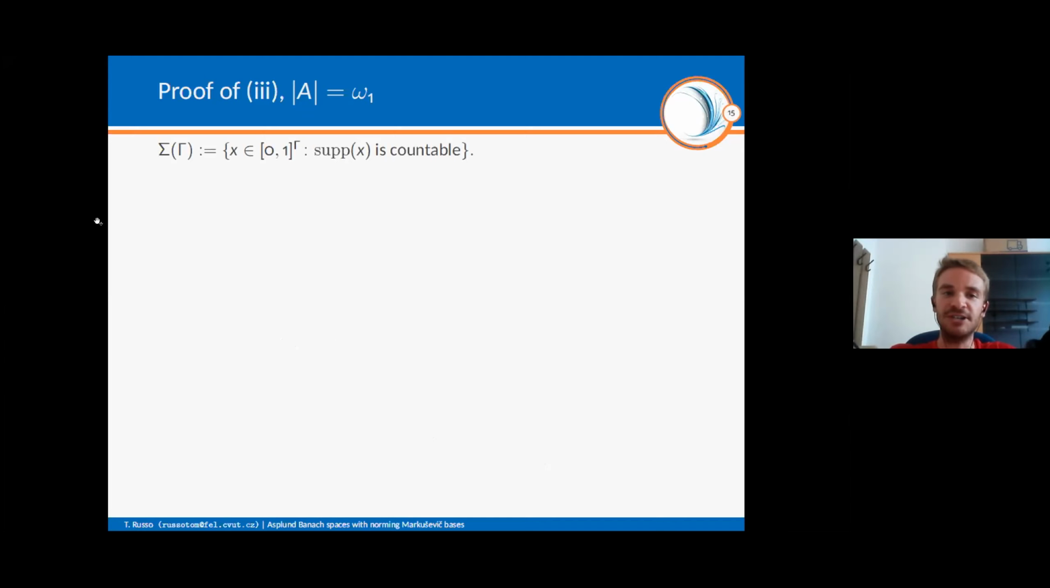So I need to recall one notation which I essentially used already. This is the sigma product of real lines. It's a well-known object in non-separable Banach spaces, in particular in the topological part, in Valdivia compacta and so on. So the sigma product, sigma of gamma, consists of all these functions from gamma to {0,1} whose support is countable. So they are 0 on all but countably many coordinates.